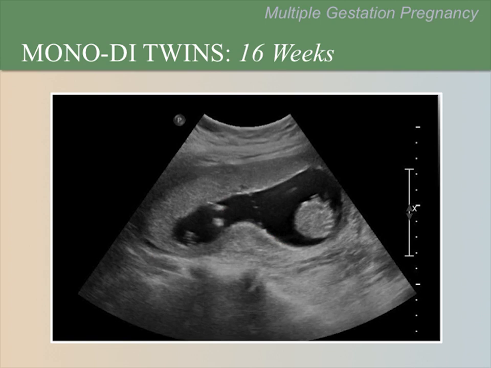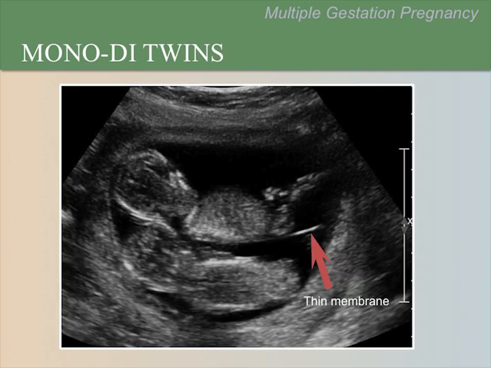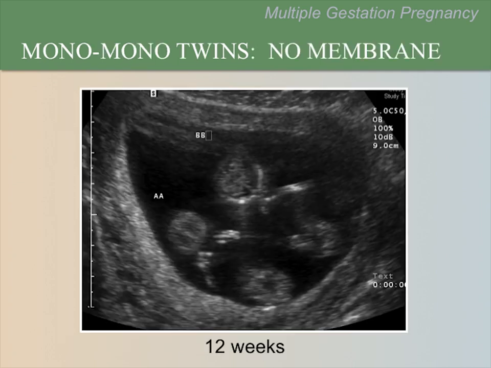Later in pregnancy, the membrane is more difficult to see. Do you see the membrane in this image? Here we have labeled the membrane to make it more obvious. Here's another example of a monodi twin pregnancy with a very thin dividing membrane. This image is at 12 weeks.